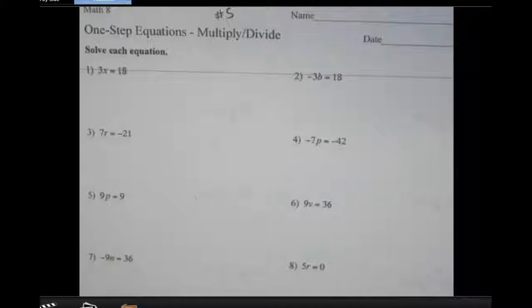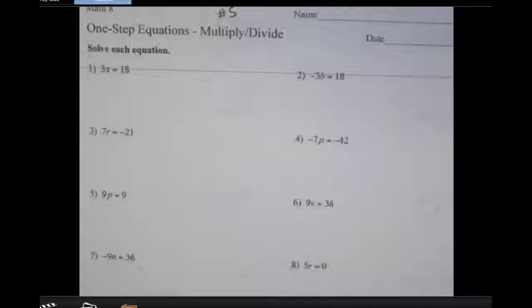Alright, guys. So today's going to be a little bit different, so I'm going to need your attention, and you will need your calculator or a multiplication chart to do these. Okay, so when we're looking at multiplying and dividing, we're also going to be looking at positive and negative integers.